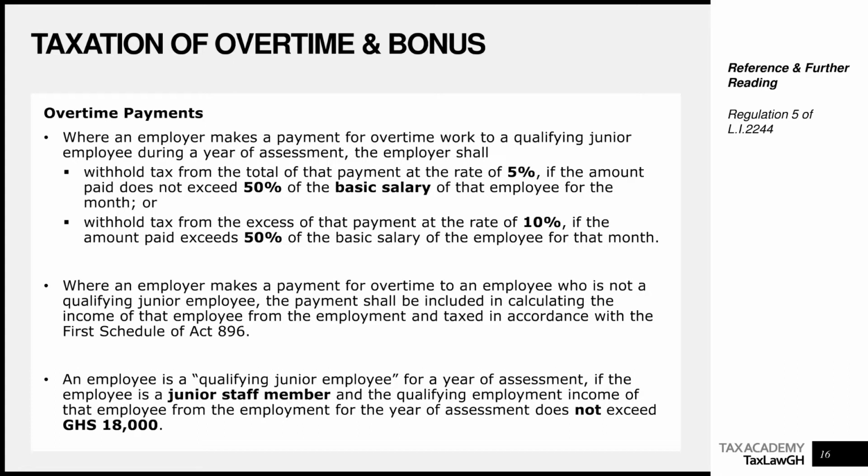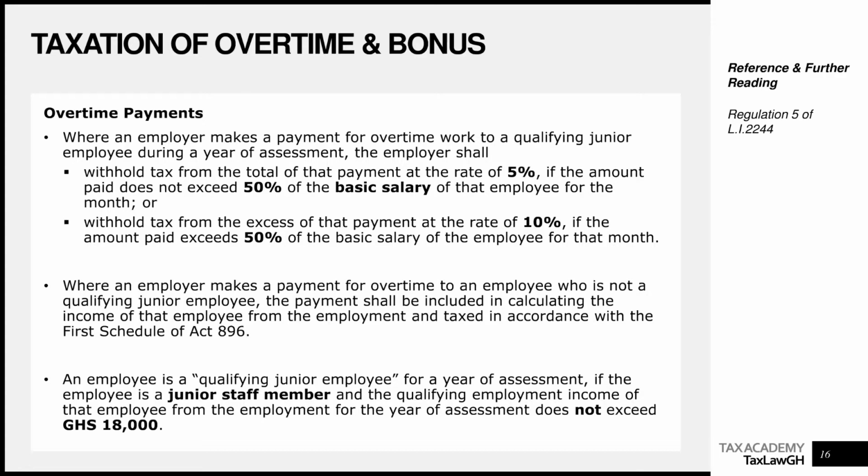Take note once again, this only applies if the payment is made to a qualifying junior employee, which I'll define very soon. We are saying where an employer makes a payment for overtime to an employee who is not a qualifying junior employee, the payment shall be included in calculating the income of that employee from employment and taxed in accordance with the fare schedule, which is the rate I showed you, the table. First amount at this, next at that, exceeding 30%, and so on. So we are saying over here that if you're not a qualifying junior employee, we'll tax this overtime as if it's a normal income you made from employment. You won't enjoy these special reduced rates.